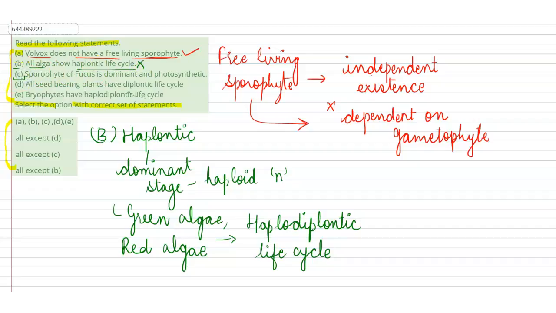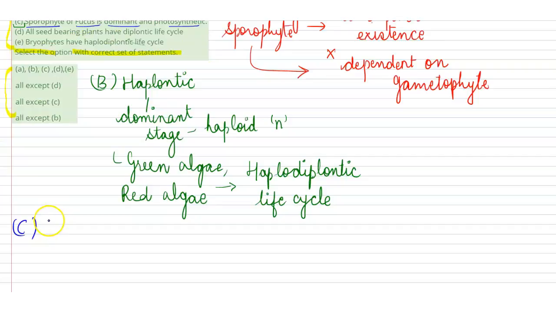Statement C says that the sporophyte of Fucus is dominant and photosynthetic. So this is a correct statement. In case of Fucus, the main thallus is the sporophyte, which undergoes meiotic divisions just before the formation of gametes. It is a correct statement because the sporophyte of Fucus is photosynthetic as well as the dominant phase in the life history of Fucus.